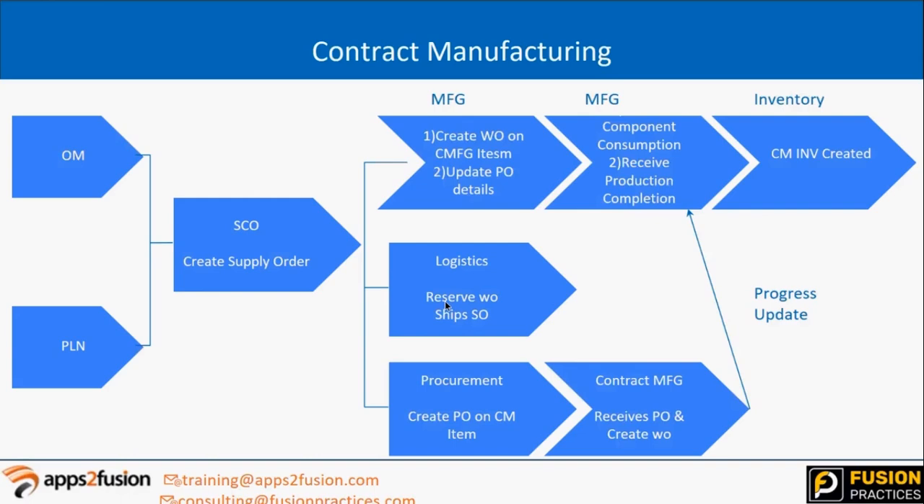No. You see the PO on the service. That's called the contract manufacturing service item. Yeah, it's called service item. You'll see the PO on that, but your work order is on the final item which the customer has requested.